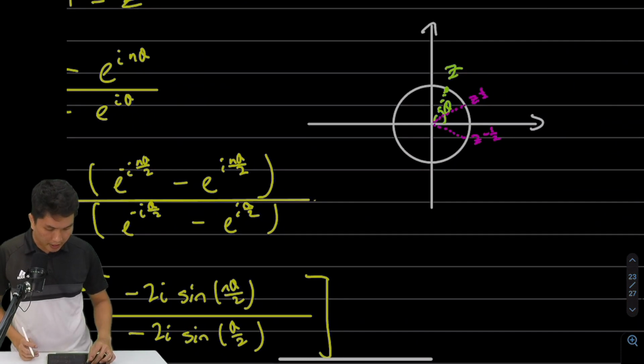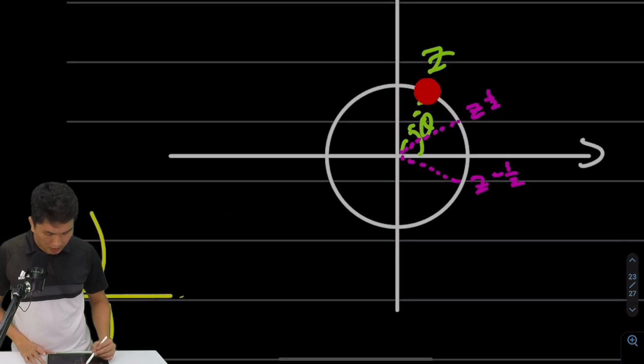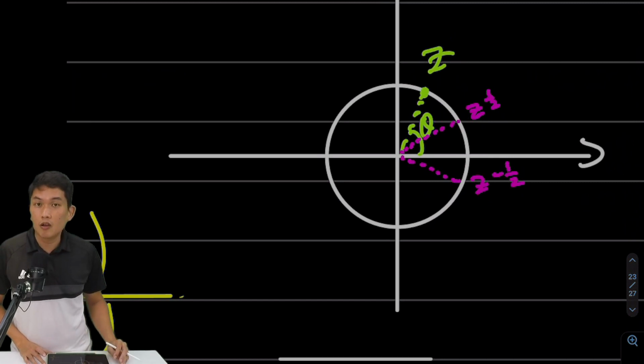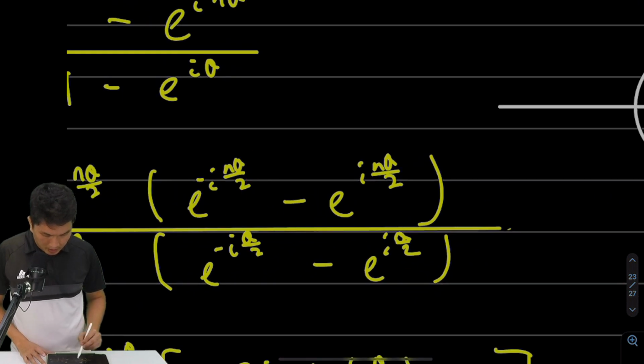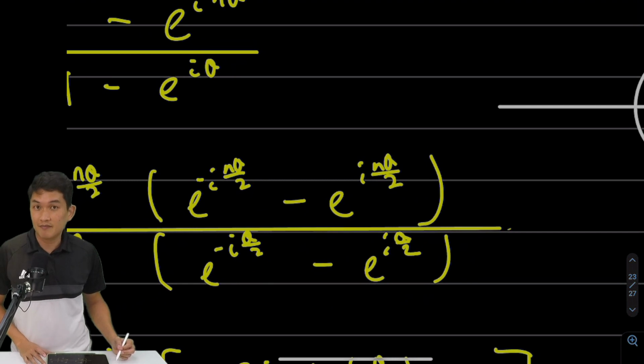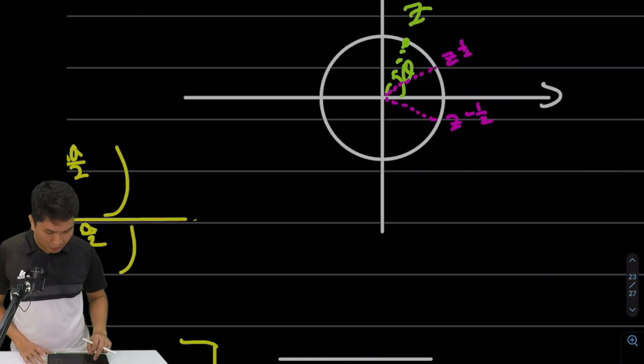In fact, I can show you on the diagram. Say z has an argument theta, and I take half the argument, I square root z, right? I'll get something still on the unit circle, but half the angle, and then I have the negative of that. Can you see that these two are actually conjugates? Yes? So this is really nice.